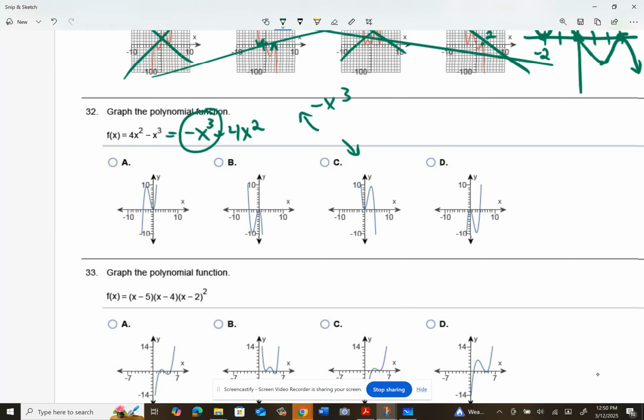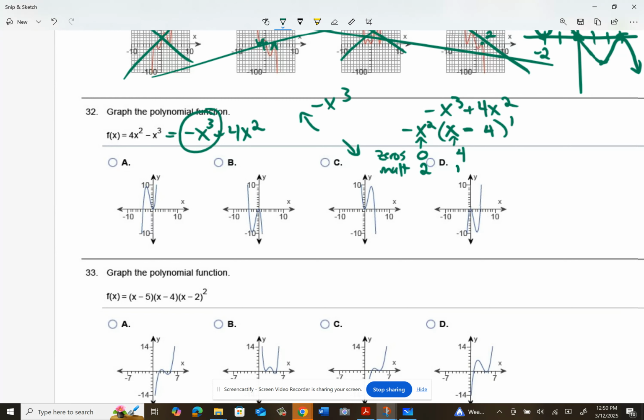And the ends need to be in opposite directions. Then what you would do is take this expression right here and factor. So I'm going to pull out a negative x squared. What's left would be x minus 4. Then I'm going to notice that this being 0 would be one of my zeros, and this being 4 would be my other one. And then I consider the exponents on those. So these are the zeros here, and then I'm looking at the exponents on the related factor. That one has a 2. That one has an understood 1.